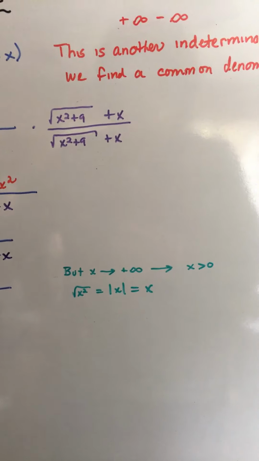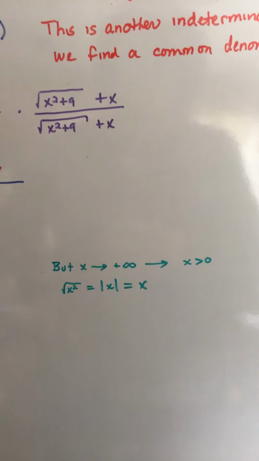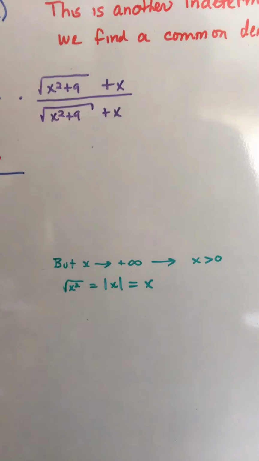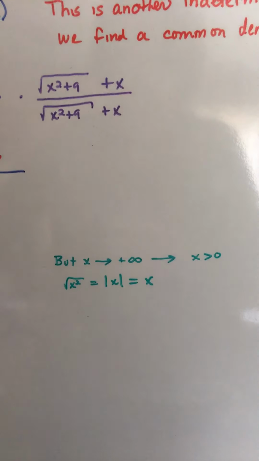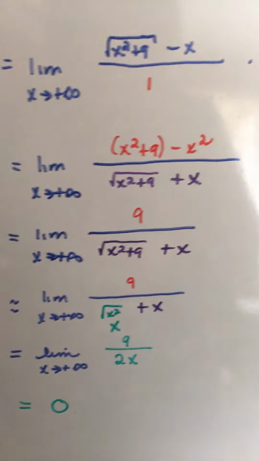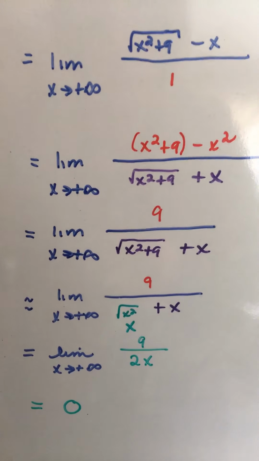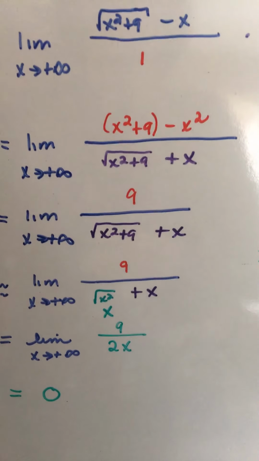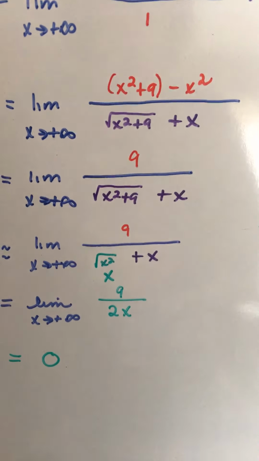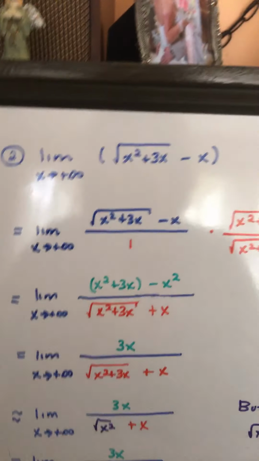But x is going to positive infinity, which means x is greater than 0. So the square root of x squared is the absolute value of x, which in this case, since it's positive, is what you see is what you get. So I simply say the square root of x squared is x, and x plus x is 2x, and 9 over infinity is 0. Case 1.